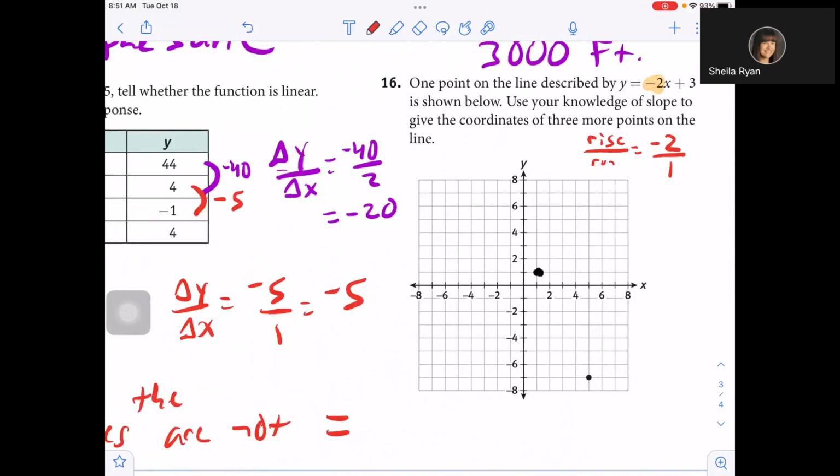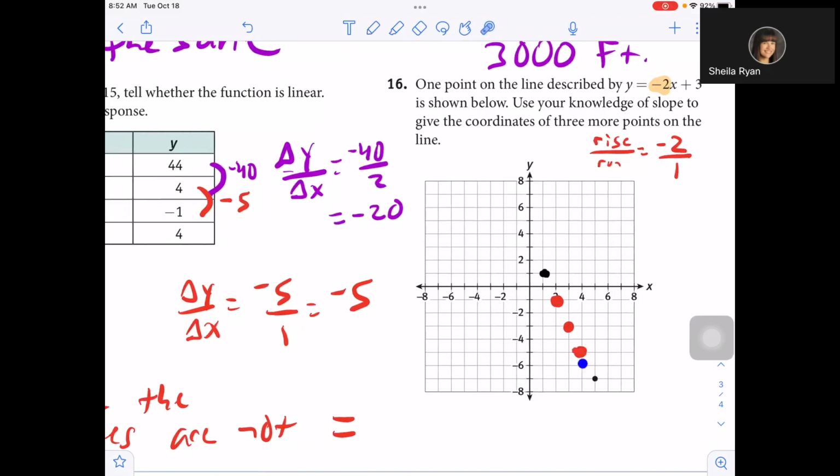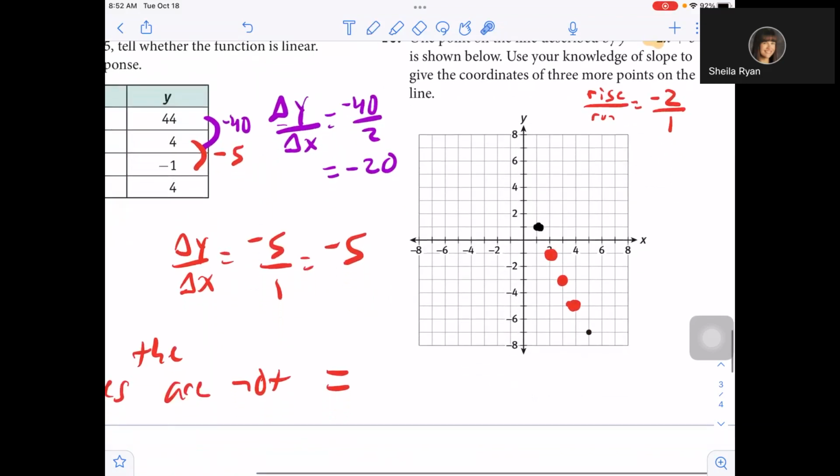Furthermore, if we don't have a denominator, you can put a denominator of 1. So we're rising negative 2 and we're running 1 each time. So rise negative 2 and run 1. Here's your next point. Rise negative 2 and run 1 would be another point. Rise negative 2 and run 1, and there's another point that's already there.